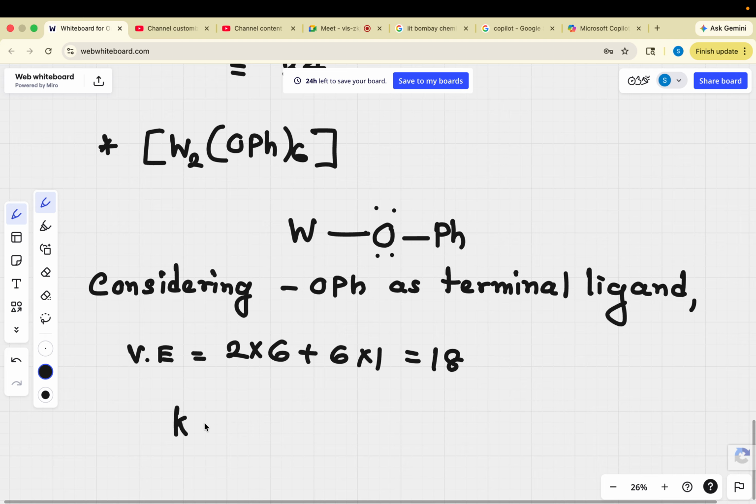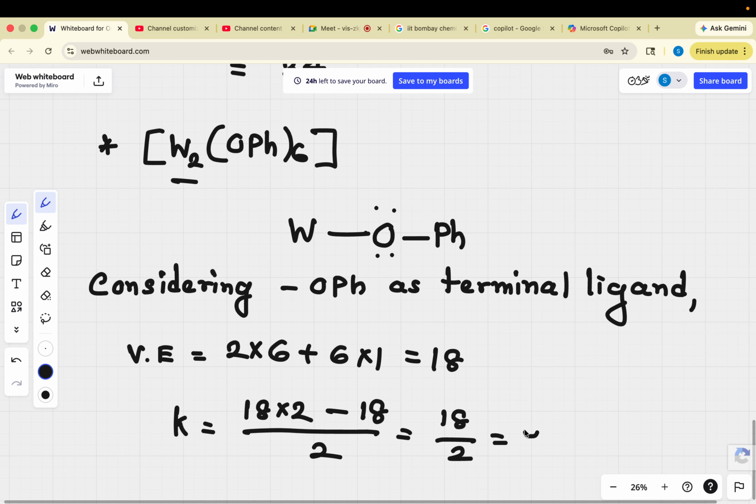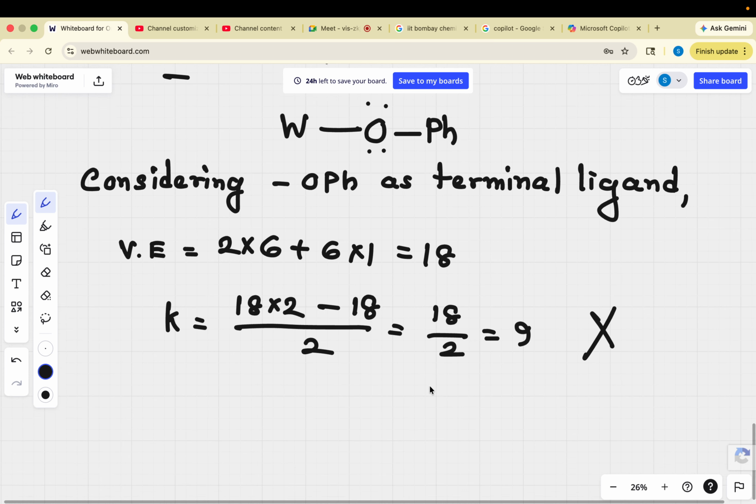Now if you put in the formula, you have 18 into n, how many metal atoms do you have? 2. So 18 into 2 minus valence electron 18, divided by 2. So you are getting 18 divided by 2, which is equal to 9. So you have only 2 metal centers and 6 bridging ligands, but you are forming 9 metal bonds, so that is practically not possible. If you have 2 metal centers and you are getting 9 metal bonds, that is practically not possible.